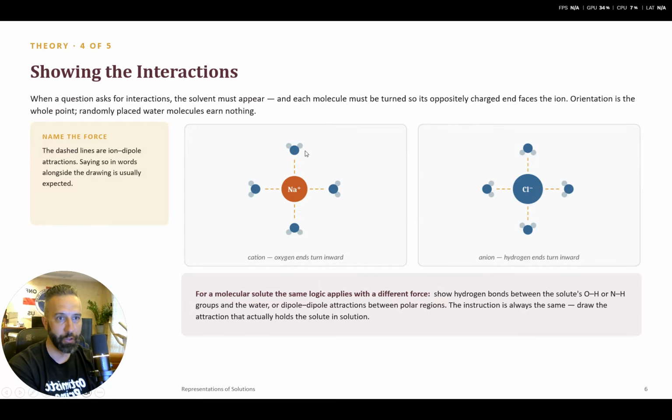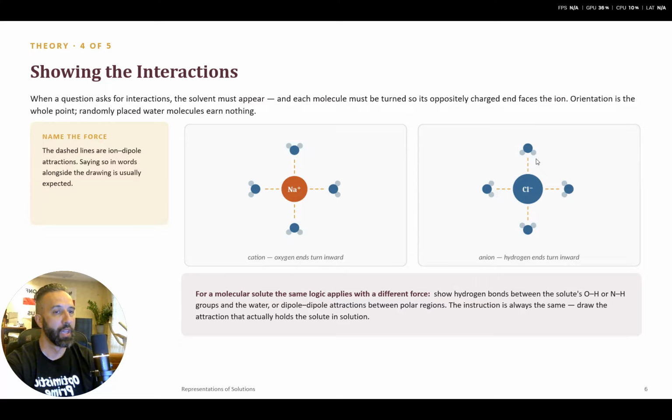If you draw this in reverse, don't do it, because they won't give you points, and vice versa. The positive side of the dipole will have to be turned to the negative ion. It works the same if you've got another dipole in here. If I had another big dipole here, then on the positive side of the dipole you have the water turned like this, and on the negative side of the dipole you have the water turned like this. But that rarely happens.